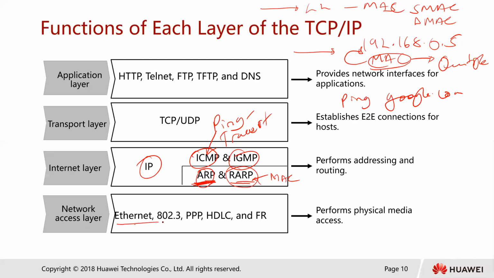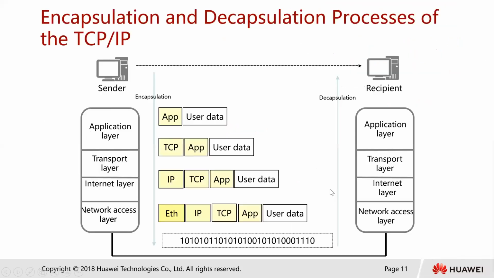And finally, when we come to the network access layer here, we said we are going to look at some of these standards: Ethernet 2.3, PPP, HDLC, and FRS. So the network access layer consists of two sub-layers. We have the logical link control layer, the LLC, and also the media access control sub-layer. We shall be looking at those things in detail later on.